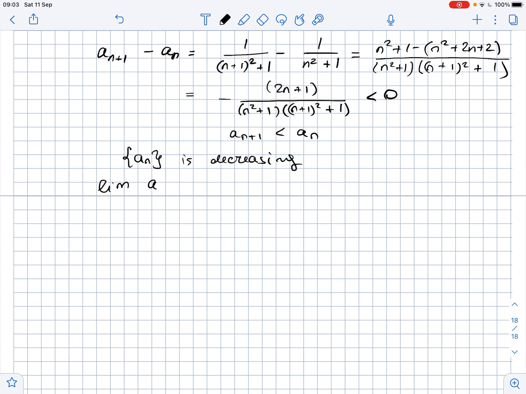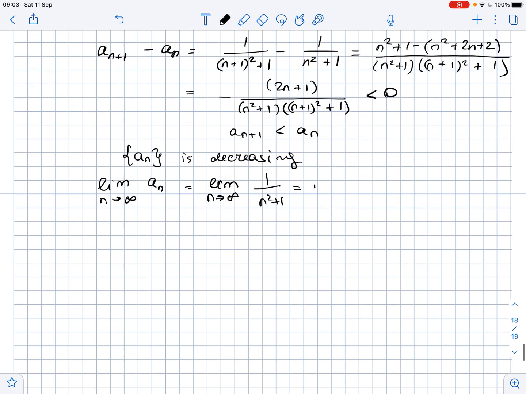And the limit of a_n where n approaches infinity equals the limit of 1 over n squared plus 1 where n approaches infinity. Since n approaches infinity, then n squared also approaches infinity, and 1 over infinity approaches 0, so this equals 0. That means that from the alternating series test we get that the given series is convergent.